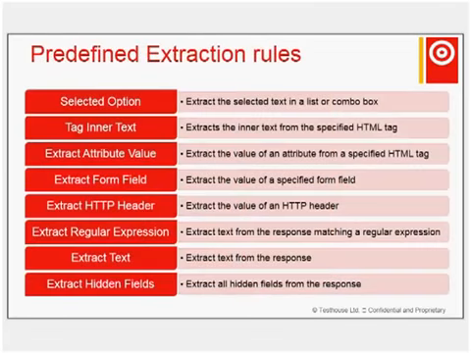Number of different things you can try and get. You've got selected option, which enables you to pull up a drop list or a combo box and go, right, I want the first option, I want the last option, I want the third option. Like I said, you can do tag in a text, you can extract attribute values, you can extract form field values again, HTTP headers, but only from the response. You can use regular expressions when you're extracting text. You don't have to, but you can. And it will do hidden fields pretty much automatically.